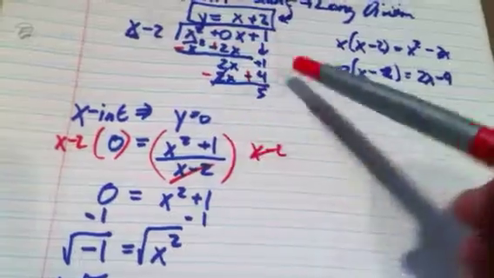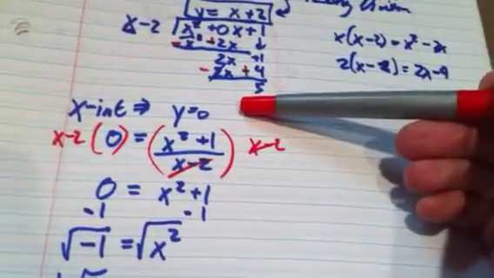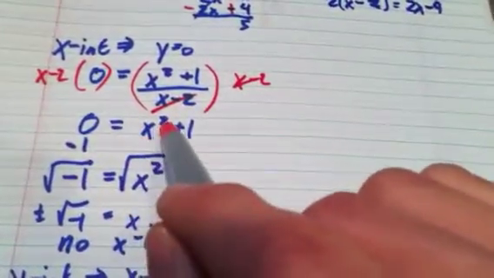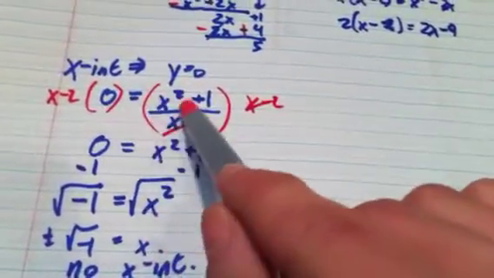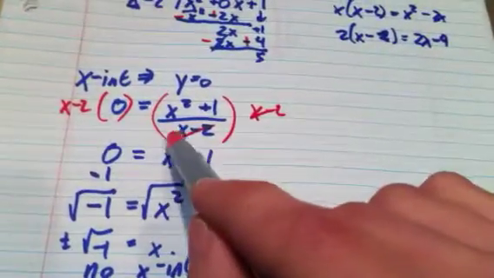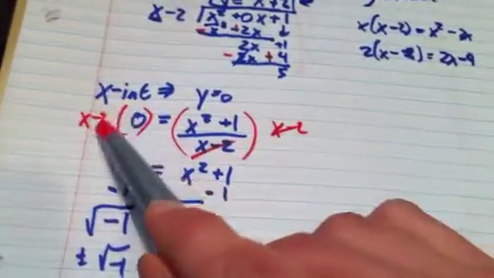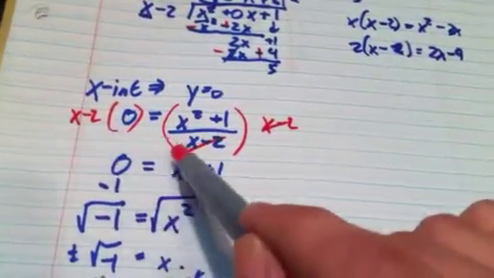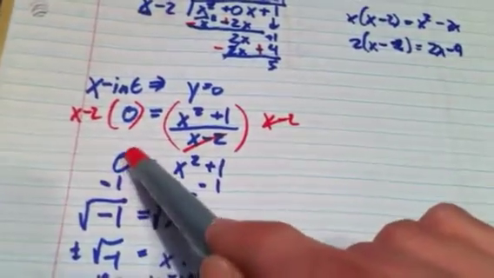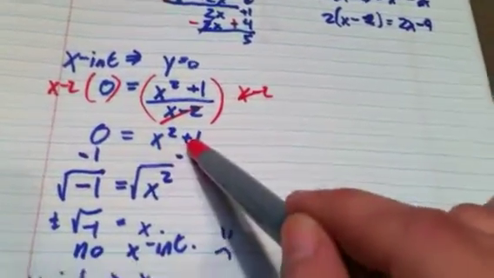You can always get an x-intercept by setting y equal to 0, so remember the y was the f of x, so 0 equals this function. So 0 equals x squared plus 1 over x minus 2. Multiplying both sides by the x minus 2, they go away from this side, cancel out, and this just becomes a 0. So basically you're setting the top equal to 0.